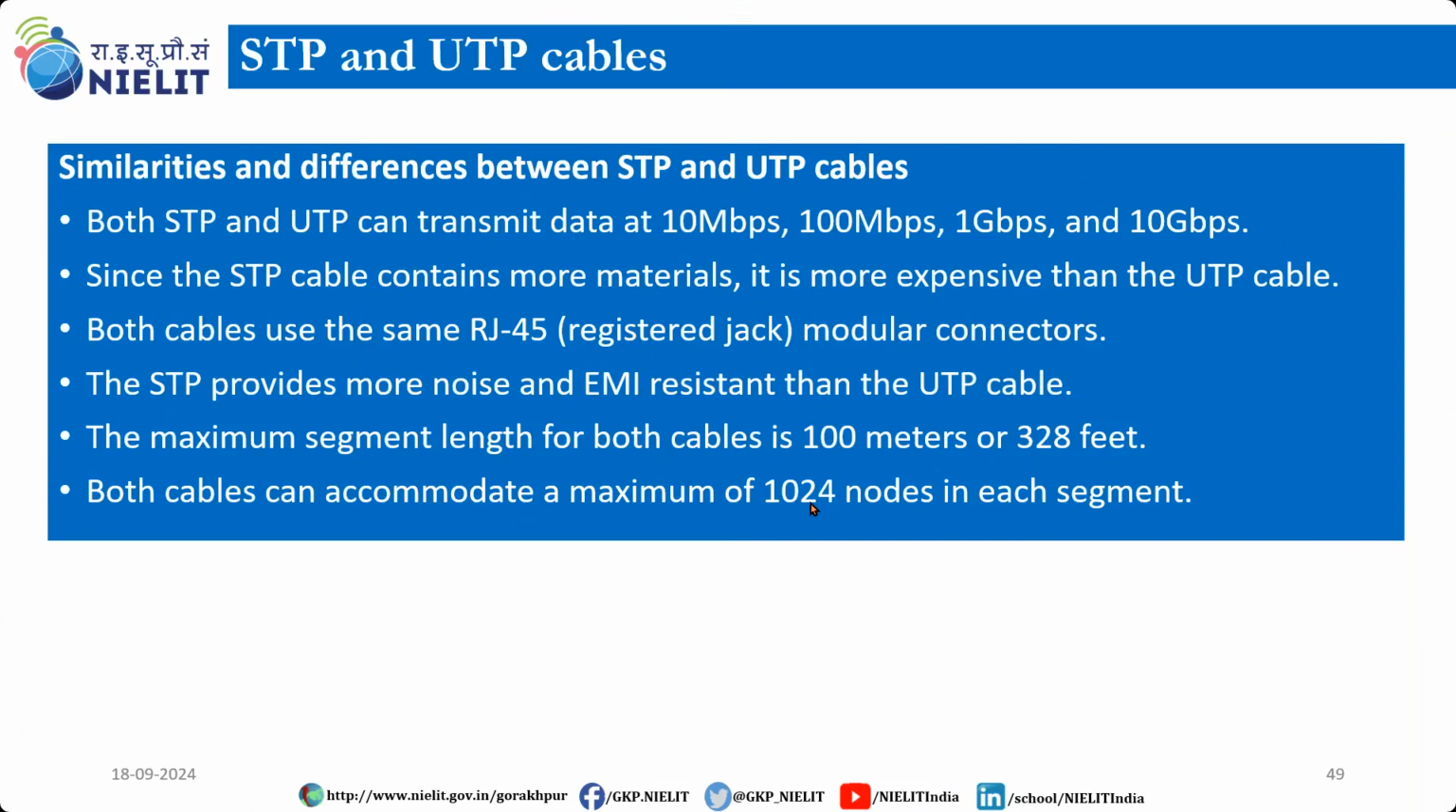Theoretically, a maximum of 1024 nodes can be used in a UTP based segment. So data from a maximum of 1024 nodes can be transmitted with the help of a single UTP cable, because there are some signal rates associated with the cable, and due to this calculation, a maximum of 1024 nodes can transmit data at the same time with the UTP or STP cable.